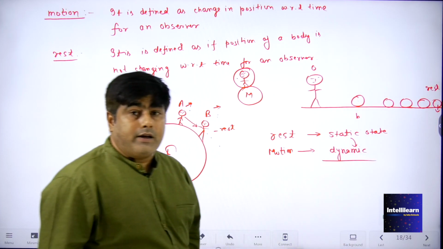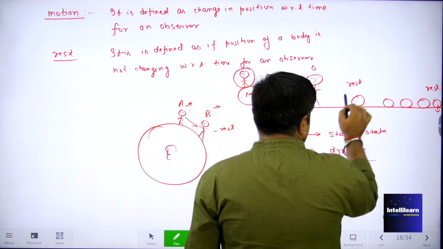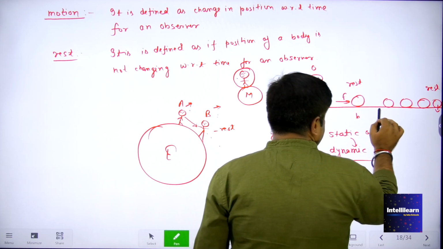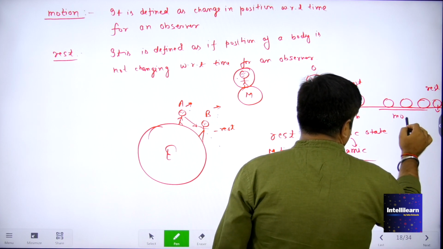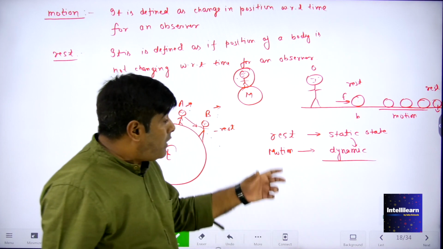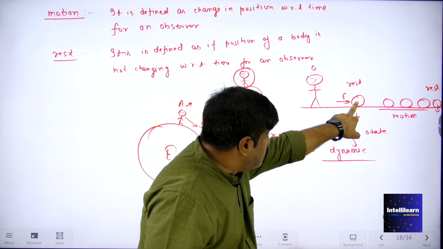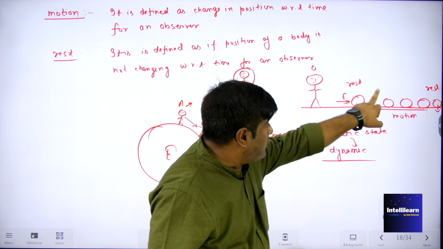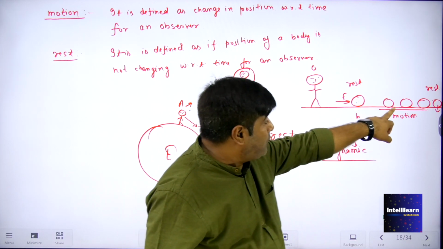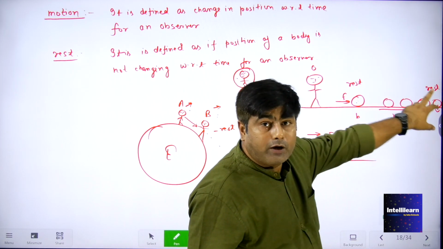So what happened here? Two things happened. First, initially it was at rest. After applying a force, it comes into motion, and again it comes to rest. So what happened here? There was a force responsible for changing its state from static to dynamic, and again there was a force of friction responsible for changing its state from dynamic to static.